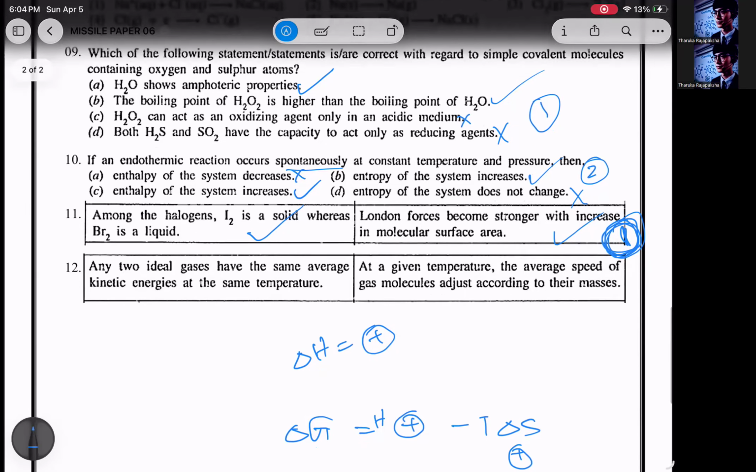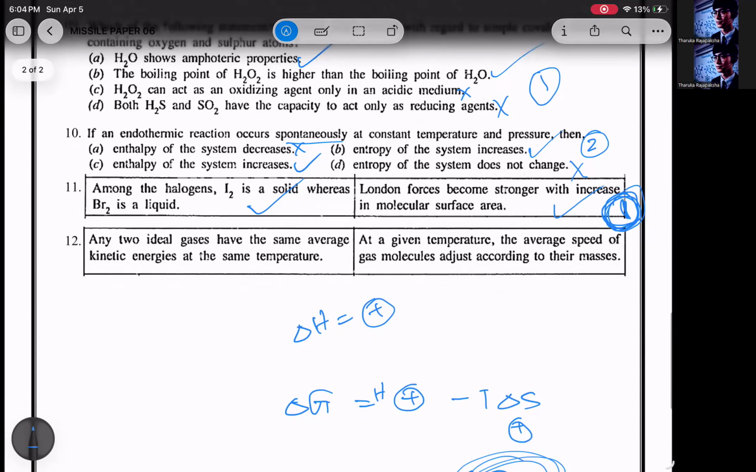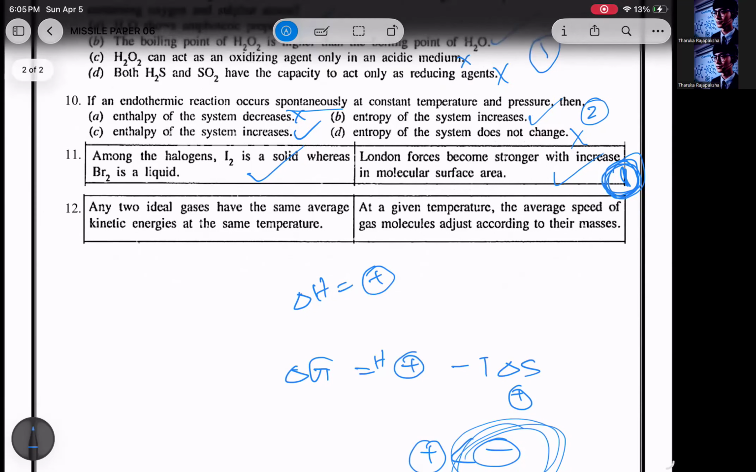Of course, I2 has a larger surface area, but the major factor you're going to consider is the molar mass. I2 has a very large molar mass compared to Br2. For example, Br2 is around 160, so iodine is around 252. So it's too heavy. So molar mass is what you should consider there. But here they have taken it as answer number 1, so we'll go for answer number 1 there.